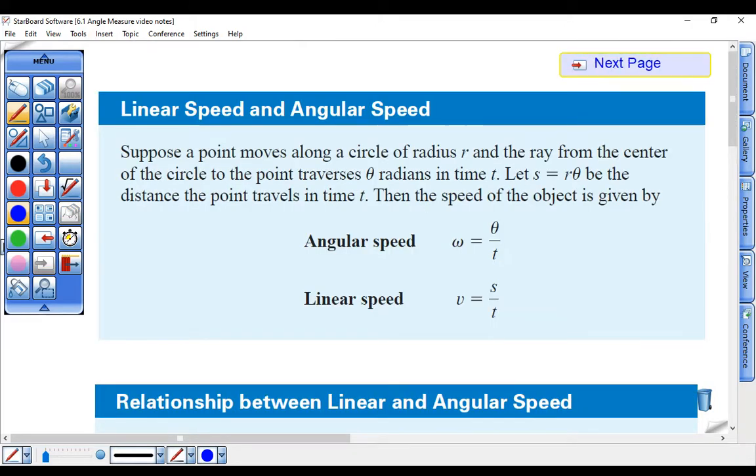All right, so continuing on, let's talk about linear speed and angular speed. And interestingly, those of you that have had physics already know this: the difference between speed and velocity is direction. Velocity has direction.